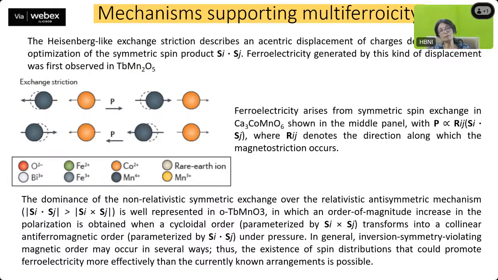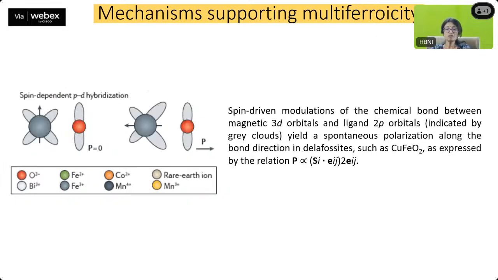So technological applications of this particular thing still remain elusive. And coming to the other mechanism, the spin-driven mechanism, this is the spin-dependent p-d hybridization. So spin-driven modulations of the chemical bond between magnetic 3d orbitals and ligand 2p orbitals, as you can see over here, these are the 3d orbitals and these are the ligand 2p orbitals.